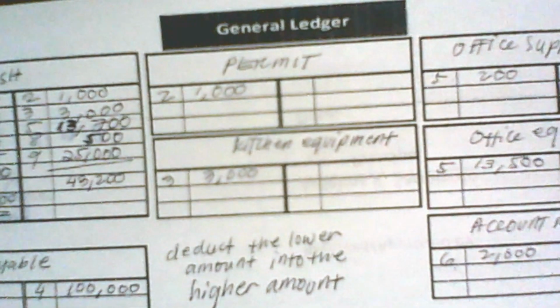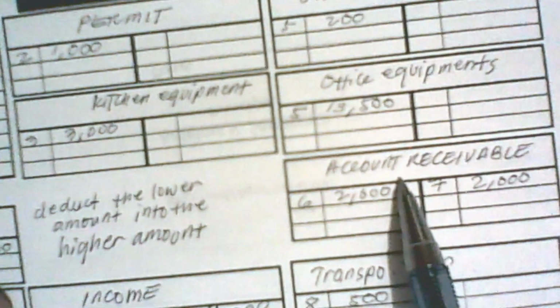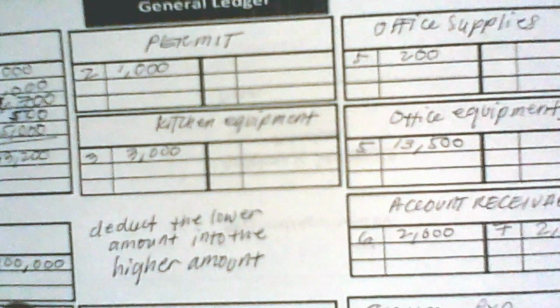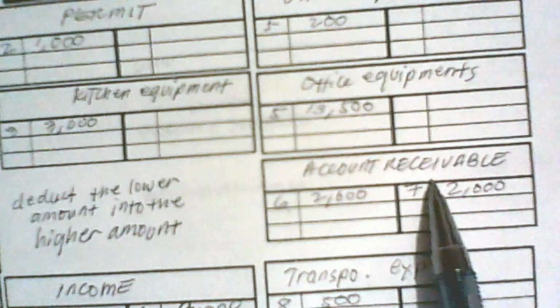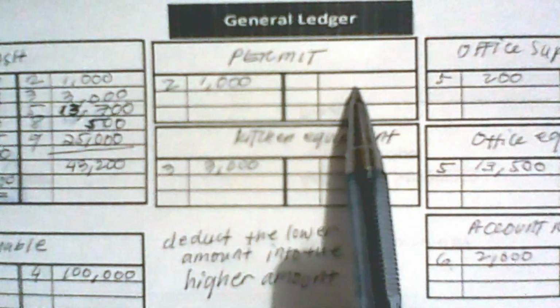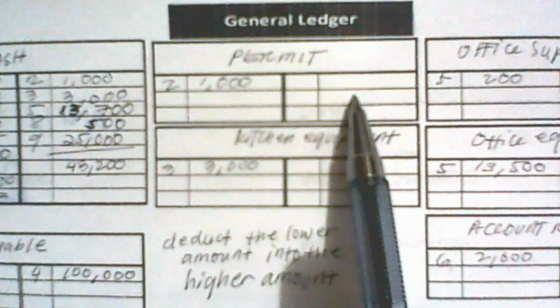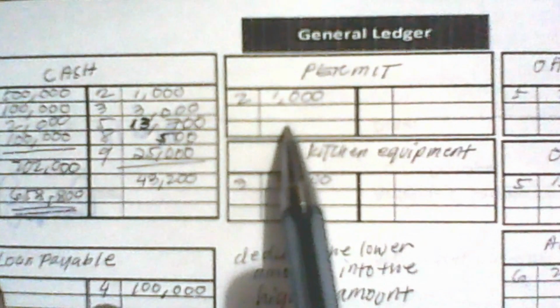Okay? Now, the permit, the kitchen equipment, the office supplies, the office equipment and the accounts receivable also belong to the asset accounts. It means that the normal balance of the permit, kitchen equipment, office supplies, office equipment, and accounts receivable must be at the debit side. So the question now, how can we deduct if there is no counterpart amount on the other side? It's very simple. If there is no counterpart amount on the other side, it means this amount is the final balance of this account.